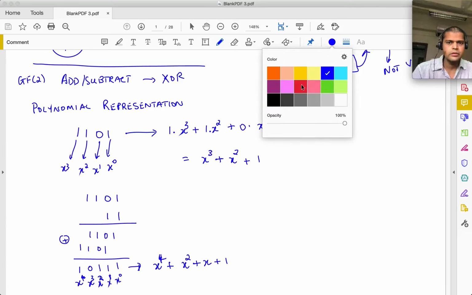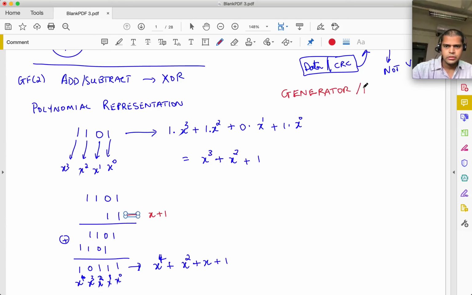And let me just call this the generator. Sometimes it's called the generator; I've used the term divisor. It's used to generate the CRC, so it's called the generator. But we can also think of it as a divisor because we had to divide in order to get the CRC. So what is this x plus 1? What if we multiply? Let me call this c of x. Suppose I multiply c of x with 1 plus x.